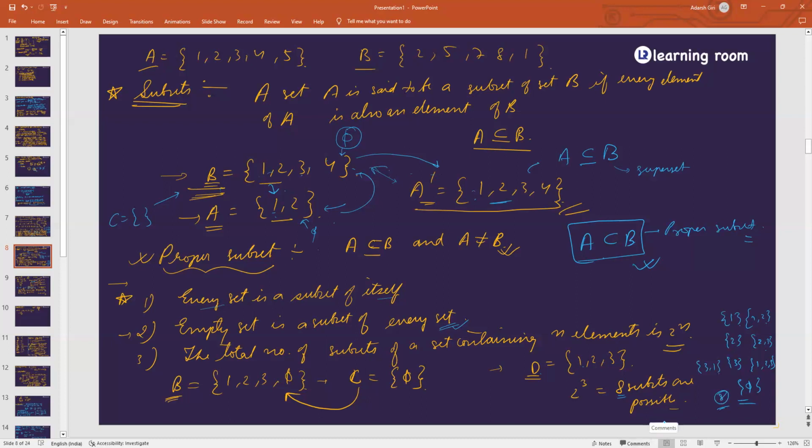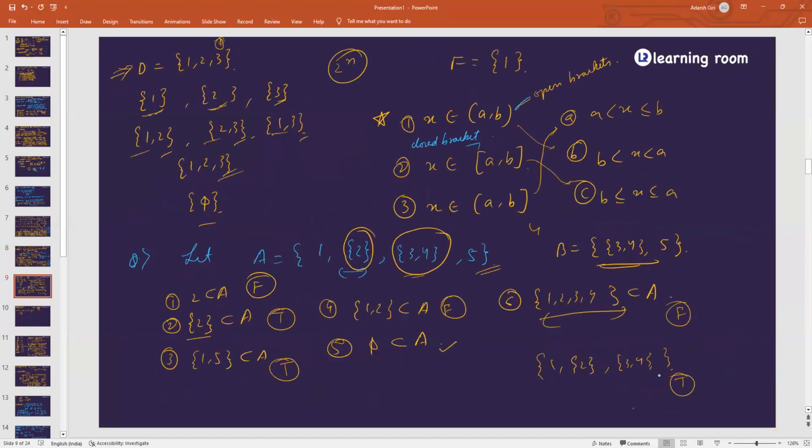So directly, if they're asking you if n elements are there, 2 to the power n subsets can be made. Understood? Good. So these are the examples that we did.